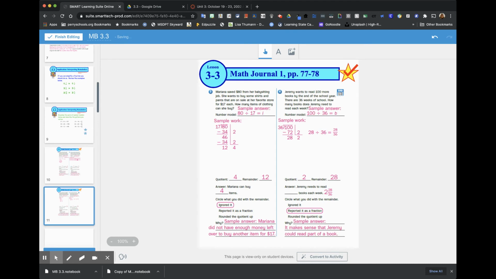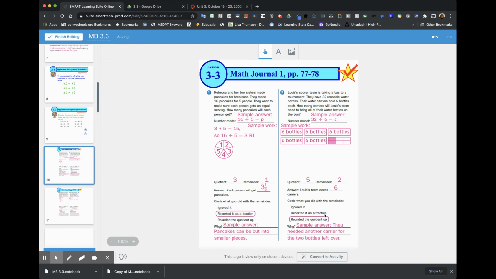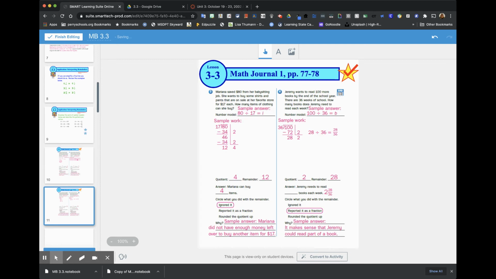Remember, you've got to also ask yourself, is my answer logical? Is it reasonable? And so if you were to say, oh, I'm going to report as a fraction, you need to ask yourself, well, is it reasonable that I would only take part of a carrier? If by having these conversations you think, oh, I need to pause and rethink my work, go ahead and do that.